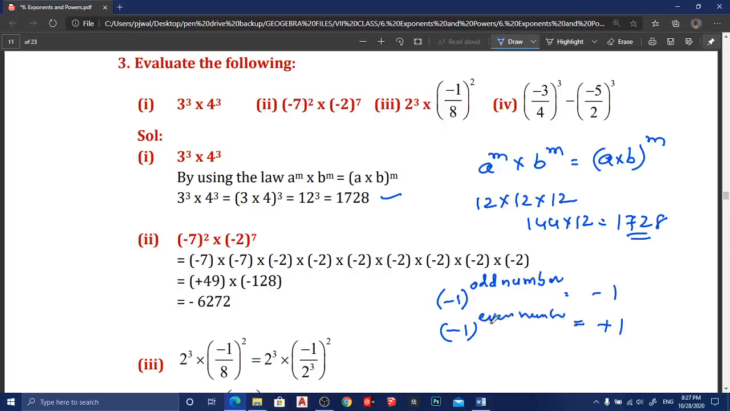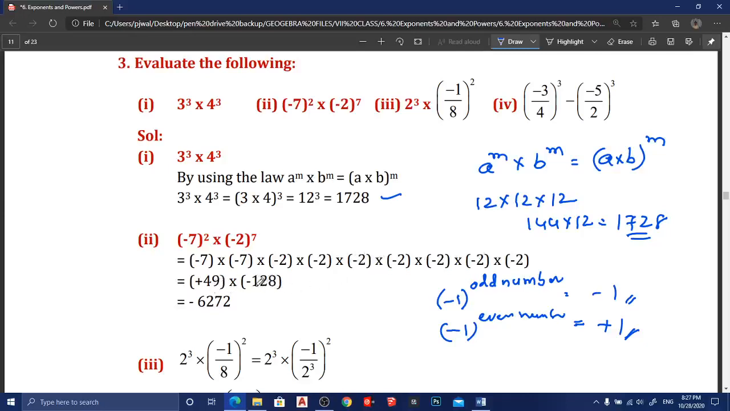So in place of 1, whatever the number may be, if you are multiplying an odd number of negative numbers, you will get a negative number only. If you are multiplying an even number of negative numbers, you will always get a positive number. So that's why here, irrespective of these negative signs, just directly write minus. By multiplying 2 seven times you will get 128.